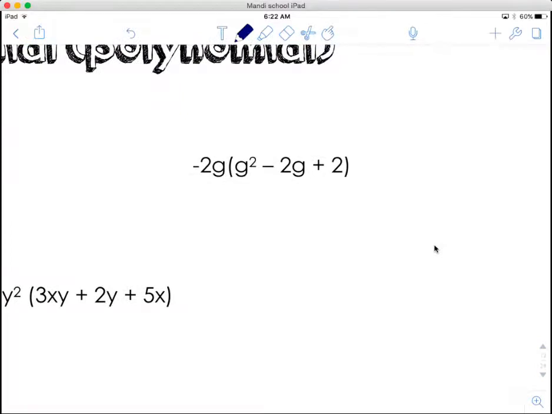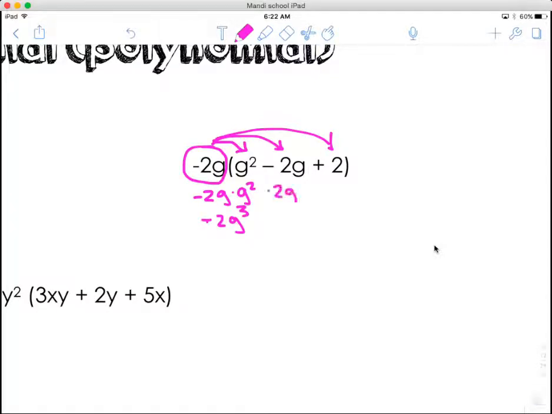So let's look at this one. You have to multiply even the negative sign, and you multiply everything that is right before the parentheses. So we take it times every single term inside. So that's negative 2g times g squared. So negative 2g to the third. That's negative 2g times negative 2g. So that's a positive 4g squared.